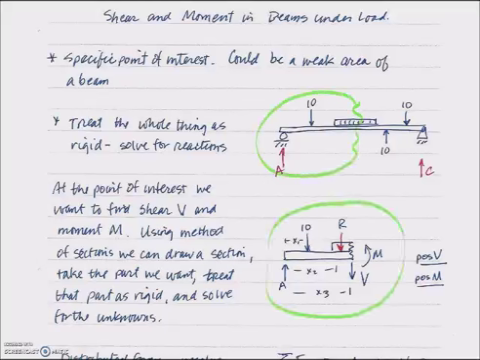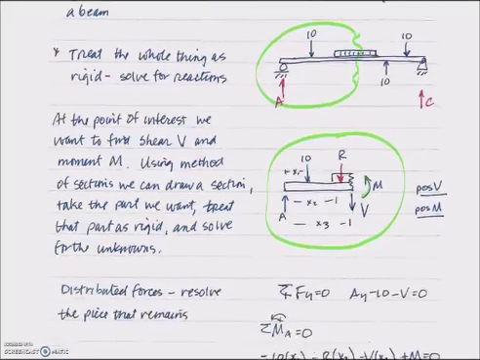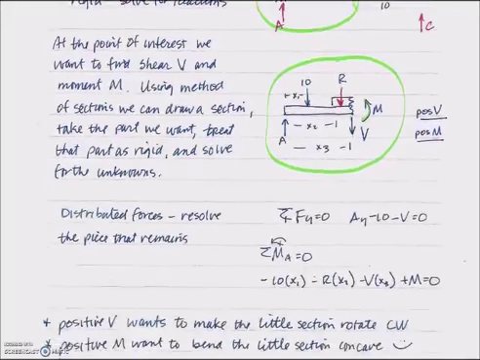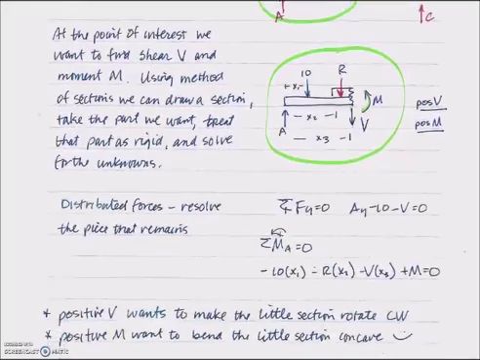We drew positive shear and positive moment, and we solved for shear and moment by summing forces in the y direction and summing the moments about a point. All right, and we did all that before. Remember, we had to keep track of positive shear and positive moment.